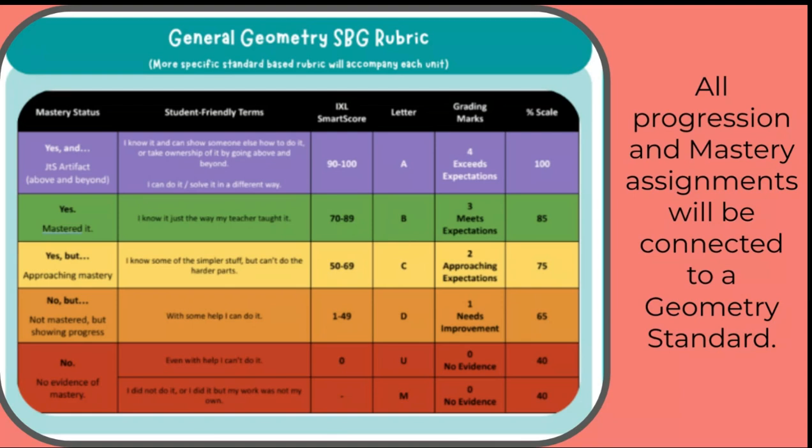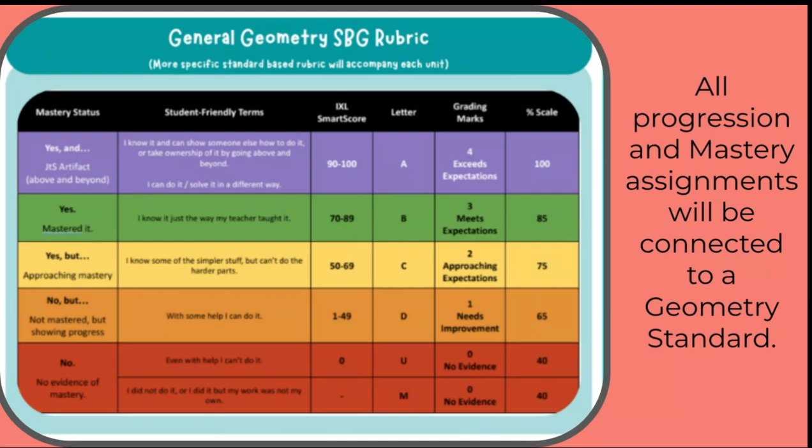This that you see here on the screen is a general rubric that we're going to use most of the time to give us an idea of what grade we will receive based on different types of progression or mastery assignments that we might cover. We will use IXL often. In IXL, there's something called a SMART score. You can see on the screen, different values of SMART score is represented by different letter grades or percentage grades.